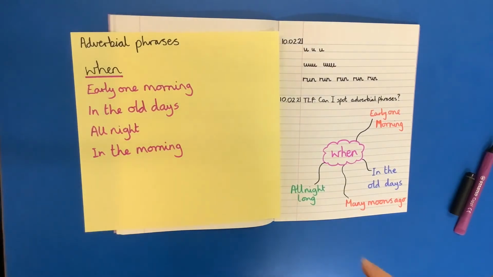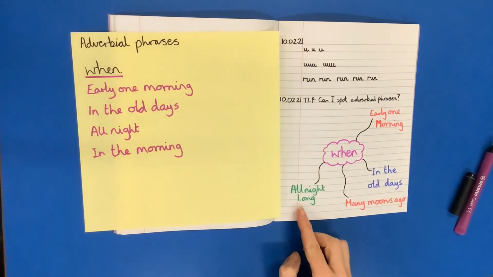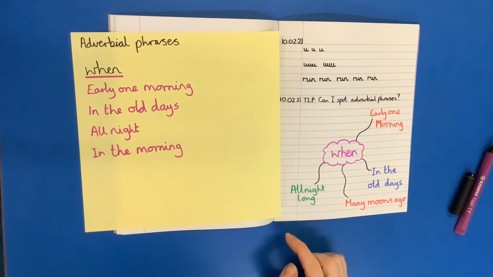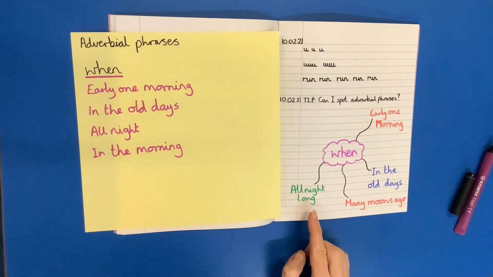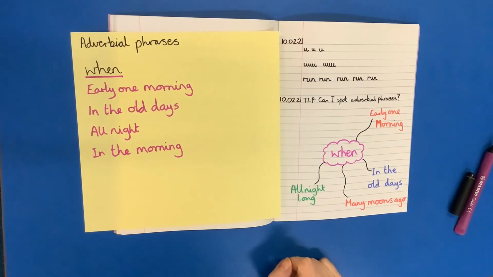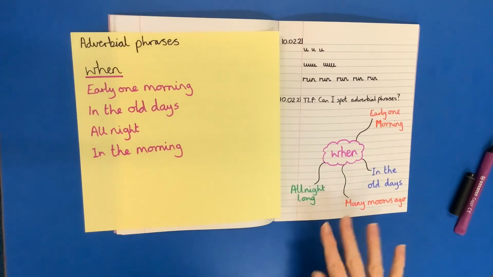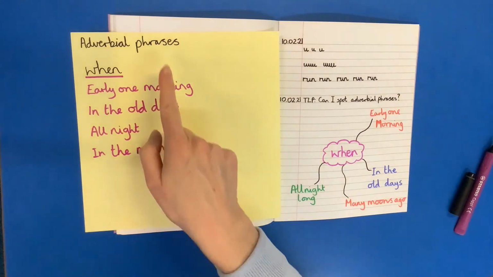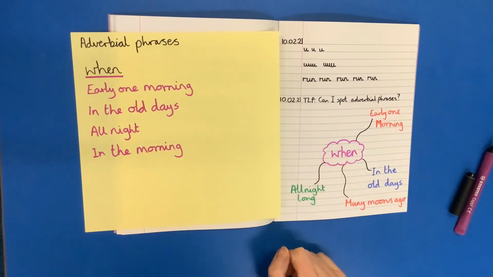And the next one I've added is all night long. That makes me think of the elves and the shoemaker fairy story where we say all night long the elves worked hard. You might say all night long I played on my computer, but I'm sure nobody in this class would do that. So I'd like a really colourful bank of ideas for adverbial phrases that show us when.